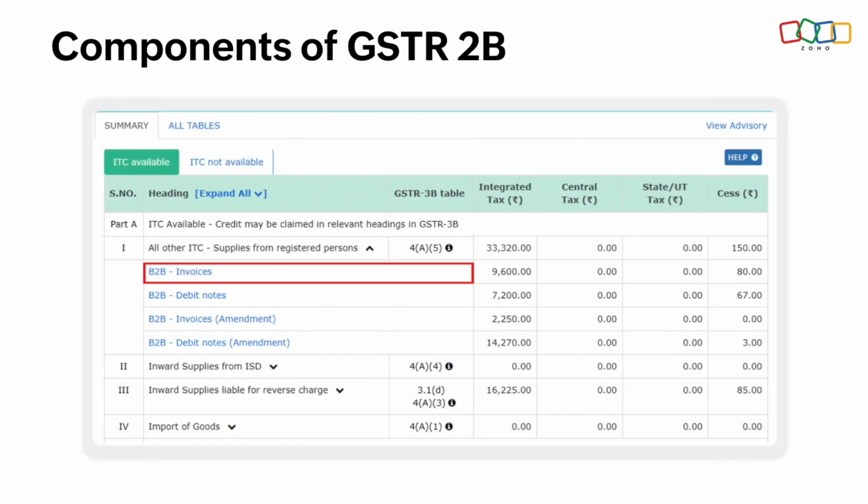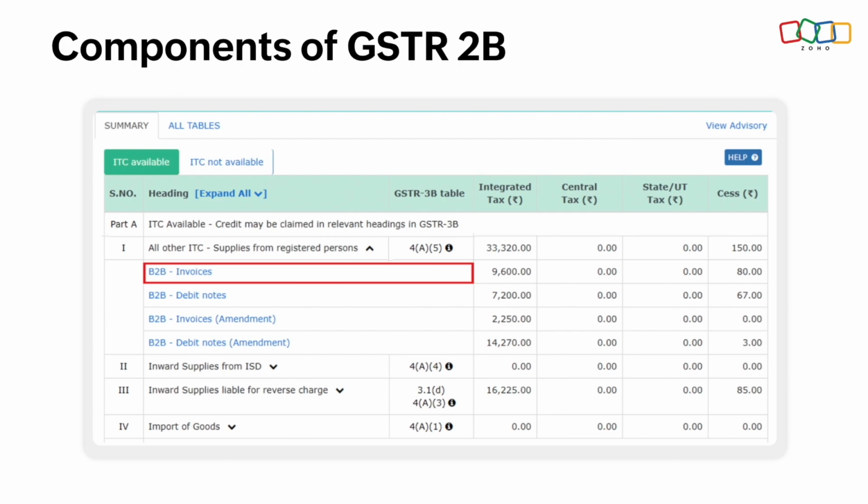So once you click on View, you will be able to see this particular page, wherein it is divided into two parts: Summary and All Tables. Summary again is bifurcated as ITC available and ITC not available. So summary gives you an overall view and overall value pertaining to different parts, and all tables give you the detailed view of all the transactions.